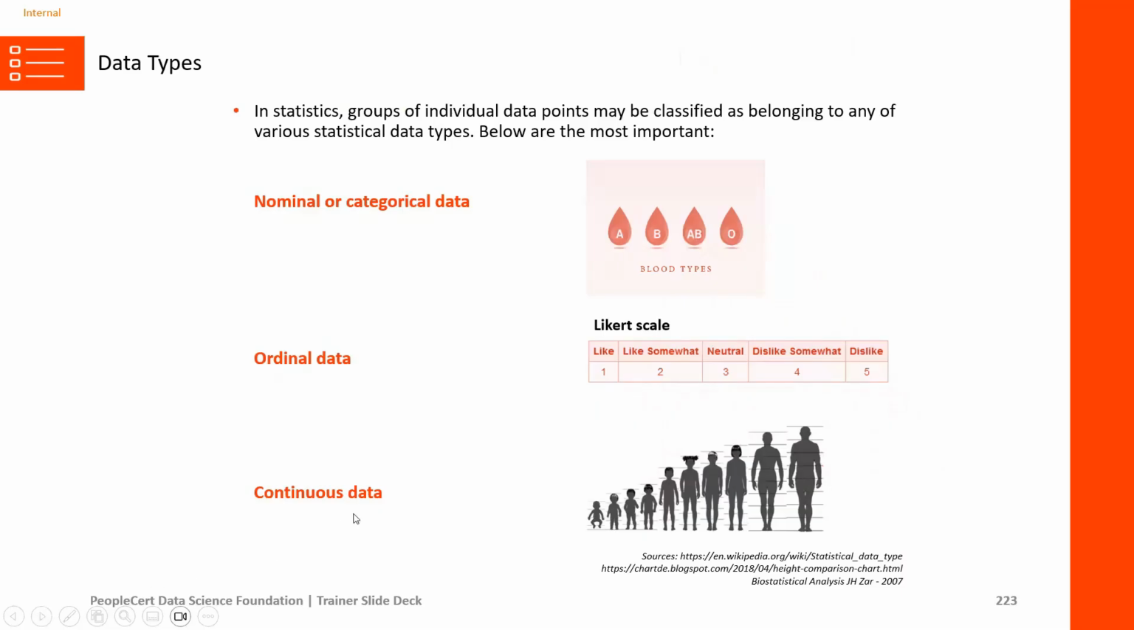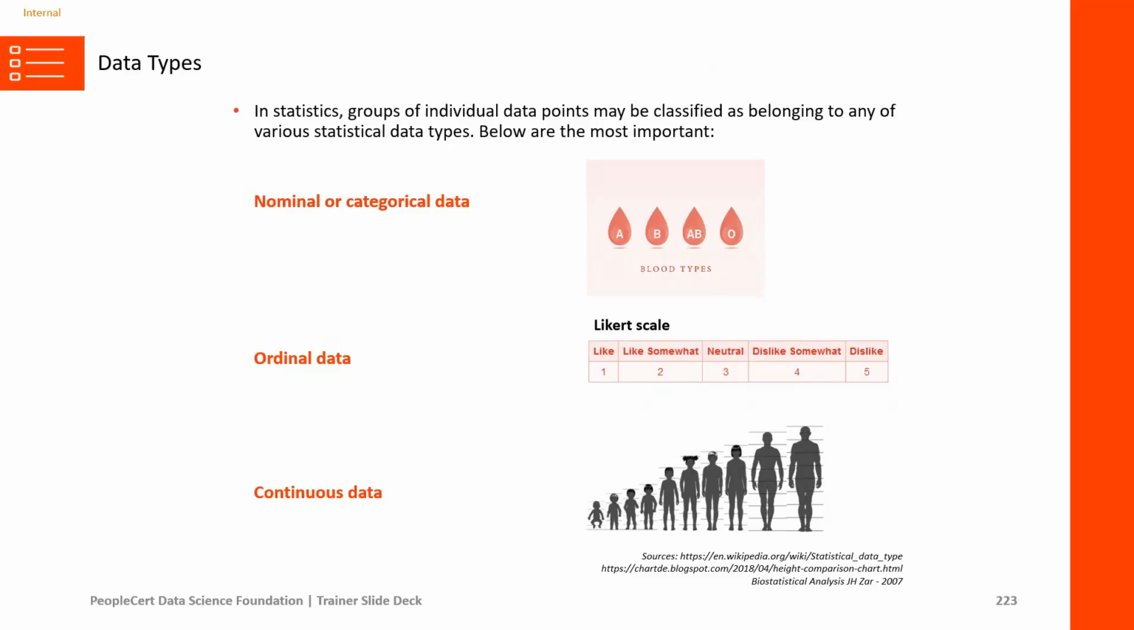So now let's look at the data types. What are the different data types? We have already discussed it in our earlier slides as well, but let's again have a quick recap. In statistics, there are groups of individual data points which can be classified as belonging to any of the various statistical data types. So below are the most important data types.